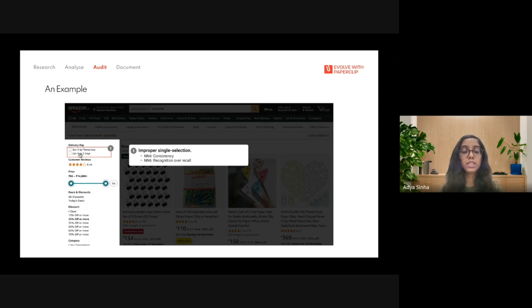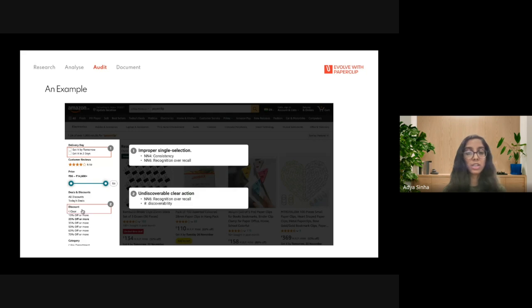Similarly, we can see that along with delivery day, even discount is a single selection option, but they are not supported with any supporting icon or element. Here they are supported with checkboxes, which gives us another heuristic, consistency and standards. And again, feel free to add or loop in multiple usability heuristics, laws and principles while you're identifying any issues.